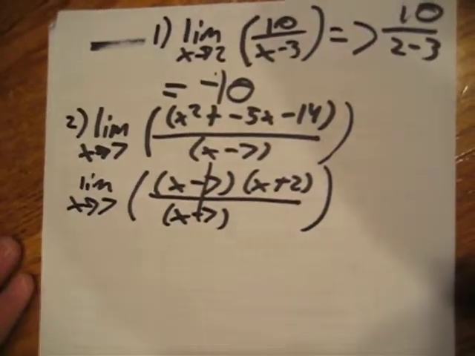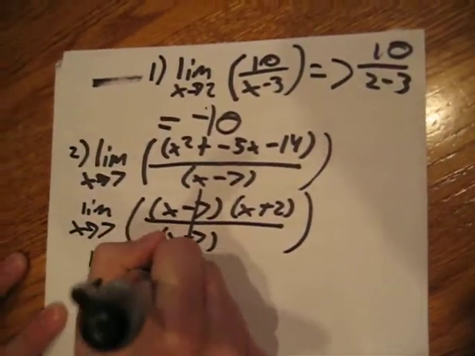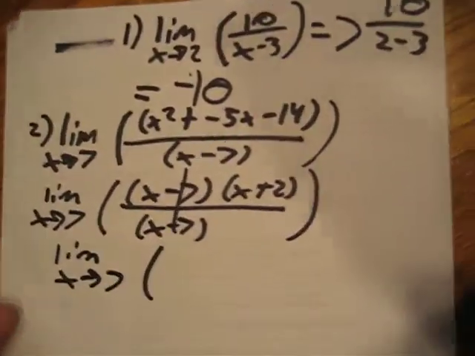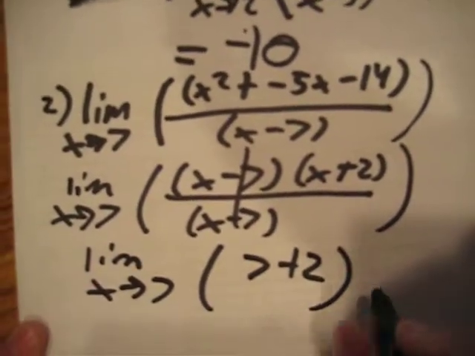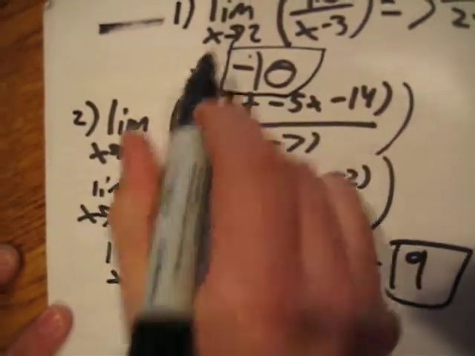Now we have limit as x approaches 7 of x plus 2, which equals 9. I'll circle that answer too.